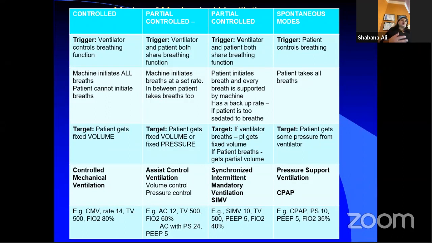And when the doctors talk to you about a patient on control mode, what are the parameters they will be talking about? They will say, okay, patient on CMV mode with a rate of 14. That means the machine is generating 14 breaths in a minute in control mode ventilation with a fixed tidal volume of 500 and giving an FiO2 of 80%. That means the oxygen that is going in is 80%. Simple, no patient mentioned.